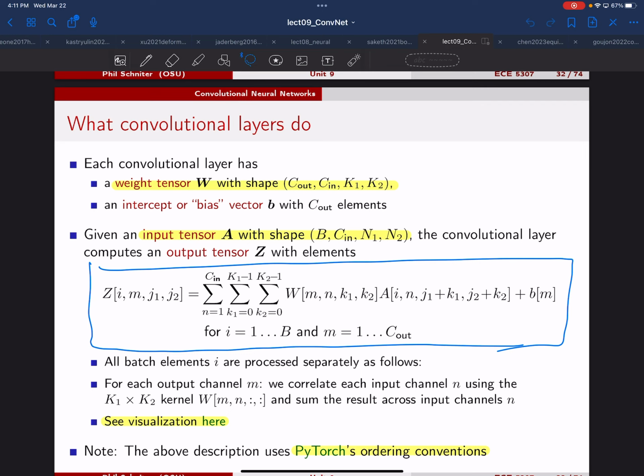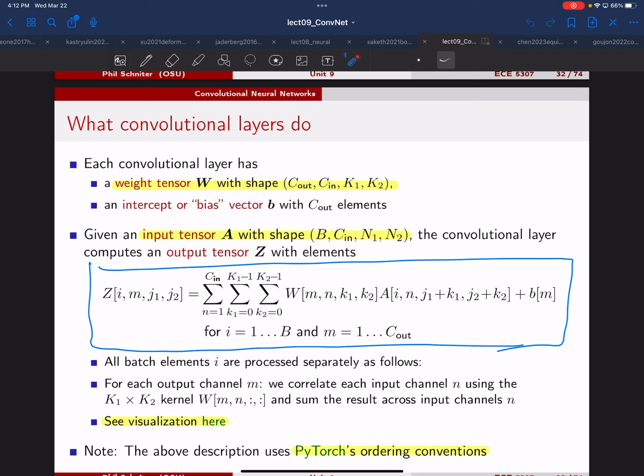So let's get back to our discussion of convolutional layers. This equation here summarizes everything. Here we have the input to the convolutional layer, which in this case would maybe be an activation from a previous layer, and the output, and this is the kernel.